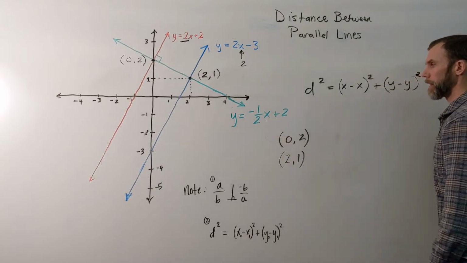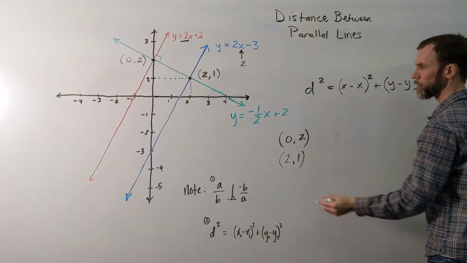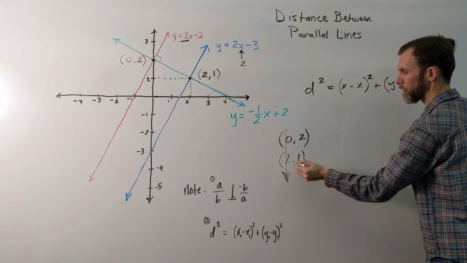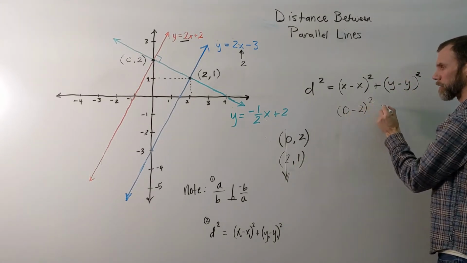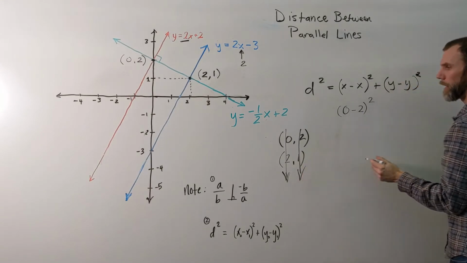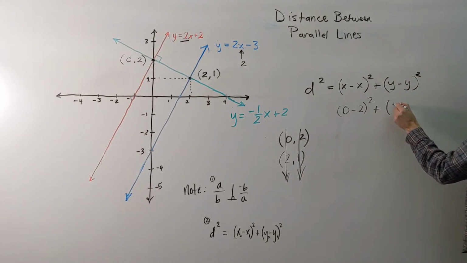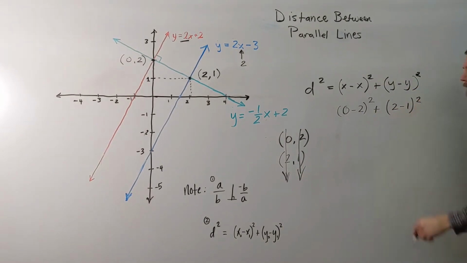I'm going to write the two points, (0, 2) and (2, 1). Now, I'm going to subtract the two x's. I'm going to subtract down for these: 0 take away 2, squared. And then subtract down for the y's: 2 take away 1.